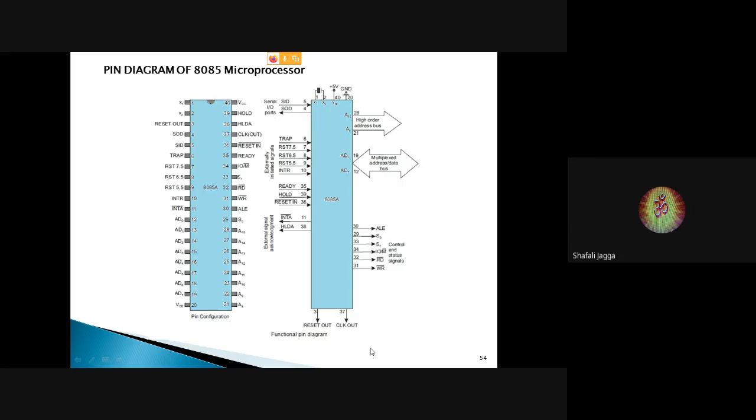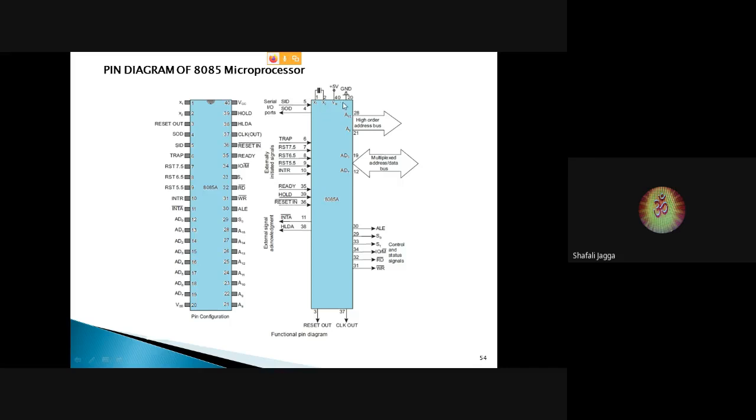Then there are 2 out signals, clock out and reset out. Whenever the microprocessor is in reset mode, it can send the reset out signal to reset other devices. Similarly, the operating frequency is generated across X1, X2. A crystal oscillator is attached here. This is of 6.25 megahertz frequency. It is internally divided by the microprocessor, generating the frequency 3.125 megahertz. If this clock signal, on which all operations are carried out, is to be used by any other device, then it can be sent across the clock out output signal.